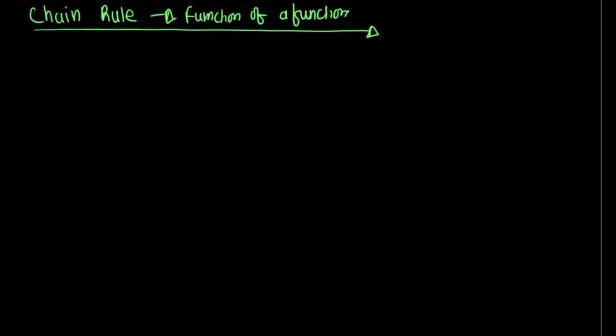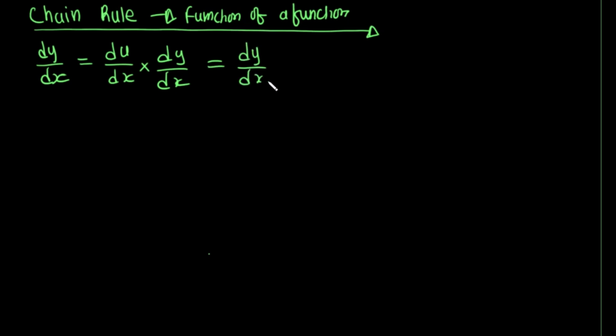dy dx is equal to du dx multiplied by dy dx, or we can write it as dy dx multiplied by, I'll change that, dy du multiplied by du dx. So yeah, what you have here is the chain rule.